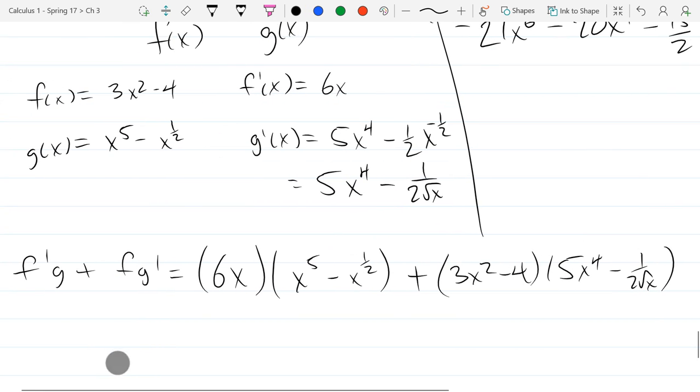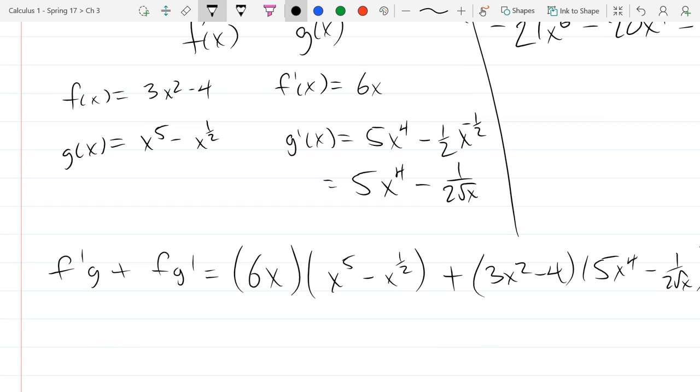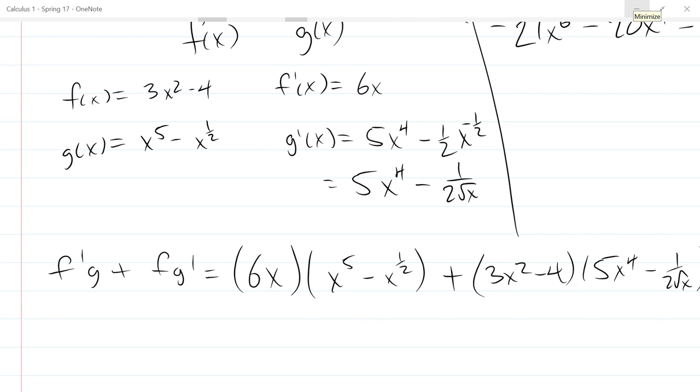Any questions on product rule? Yes, sir. How'd you get 6x? Uh-oh. Where is that? That's just the derivative of the 3x squared minus 4. Oh, okay. That's that guy right there. So I lined up f prime g plus fg prime, so I would be able to piece together each of these.